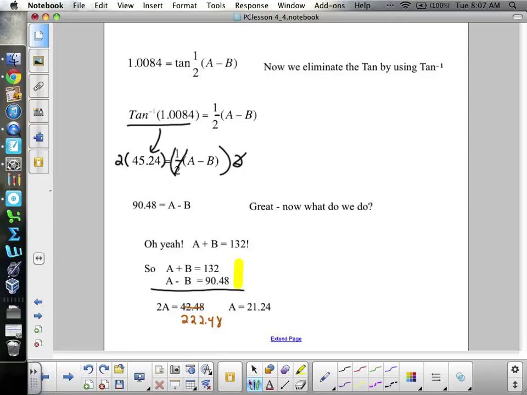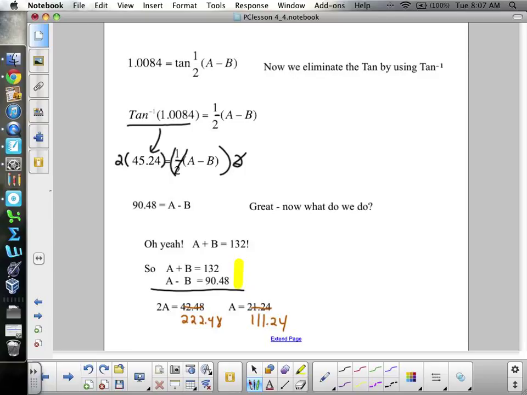But a would be 111.24. I don't know why I did 42.48 there. I don't know why I rotated it back in. I don't know why I did that. Okay, so anyway, there we are. So I found angle A is 111.24. At that point, I can find angle B pretty quickly by doing the A plus B, A minus B thing.